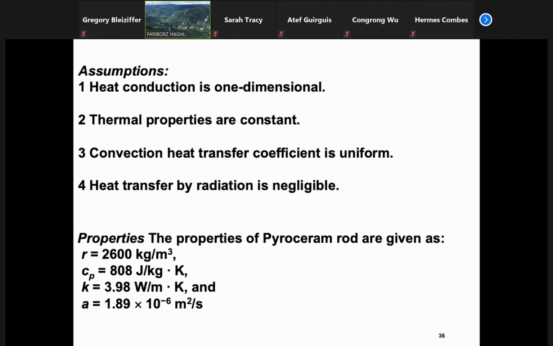Again, the physical properties have been given to you. This is rho, the density, Cp, k, and alpha. These are the same things that were given in the problem. Now let me go to the next slide.